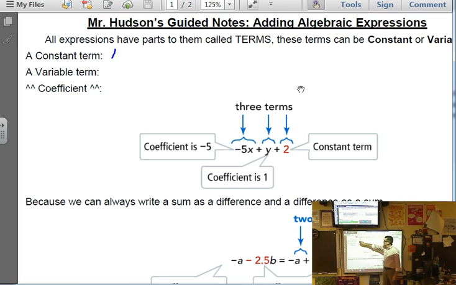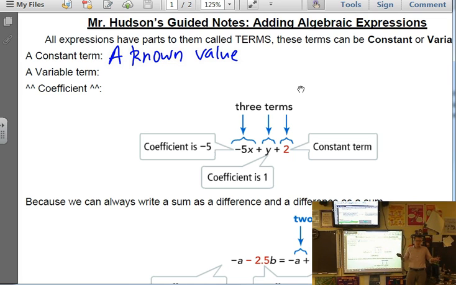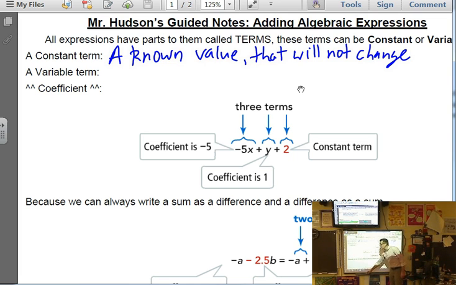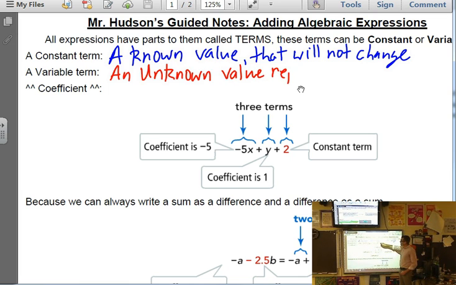A constant term is a known value. So a variable like x, y, z, do you know what that is? No. That's why we represent it with a letter. So it's a known value that cannot change or that will not change. So a variable term is an unknown value that always changes. An unknown value yet to be determined, or like an unknown. Really, we can just say an unknown value represented by a letter.